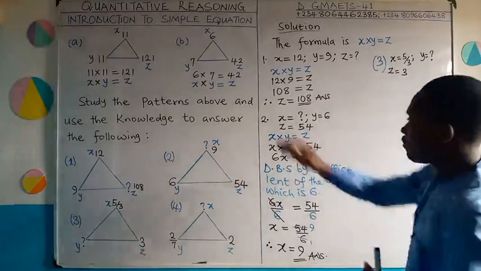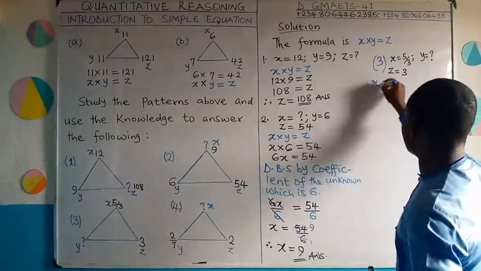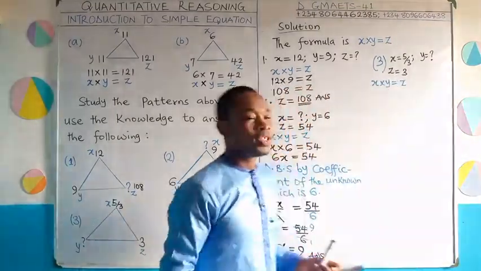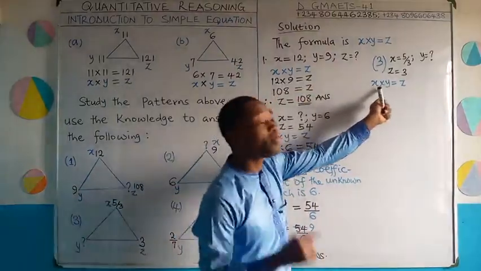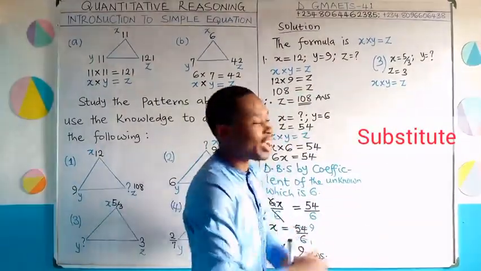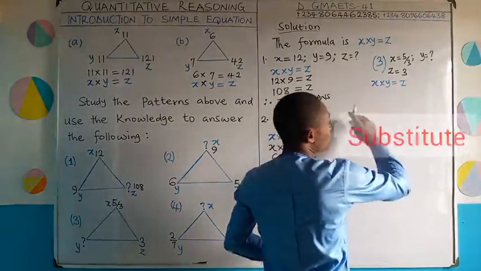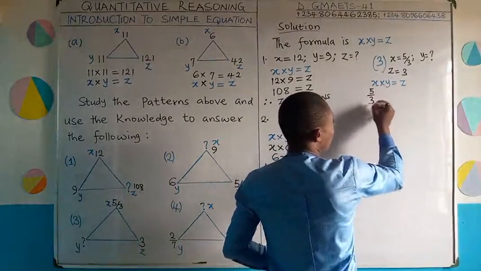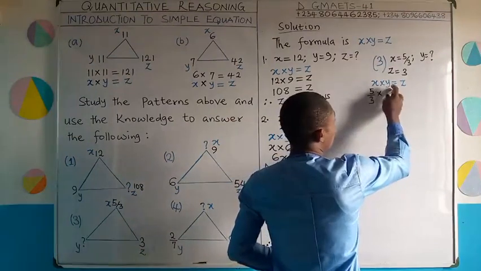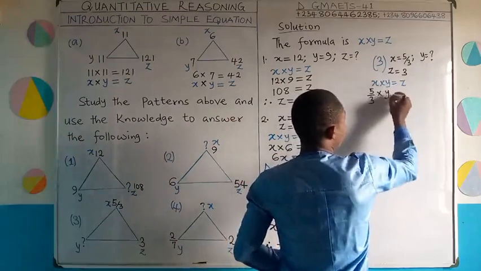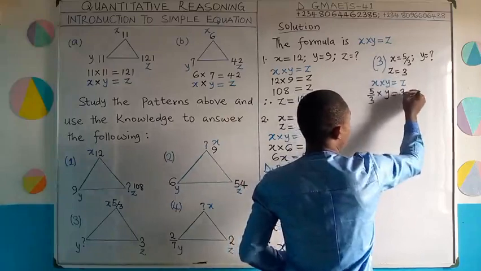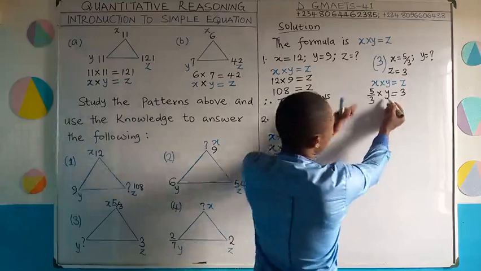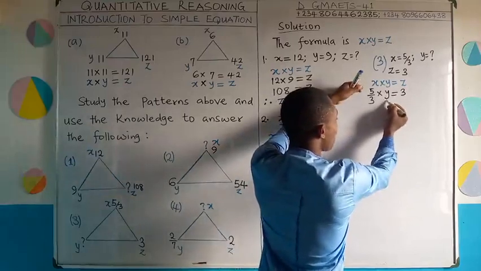The formula for solving this problem is x times y equal to z. And so just like we did for questions 1 and 2, quickly go and substitute the values of x, y and z in this formula. X is 5 over 3. And then that will be times y. We don't know the value of y, so I will put down y equal to z. The value of z is 3. Now, 5 over 3 times y. This y that is here is the same as y over 1.